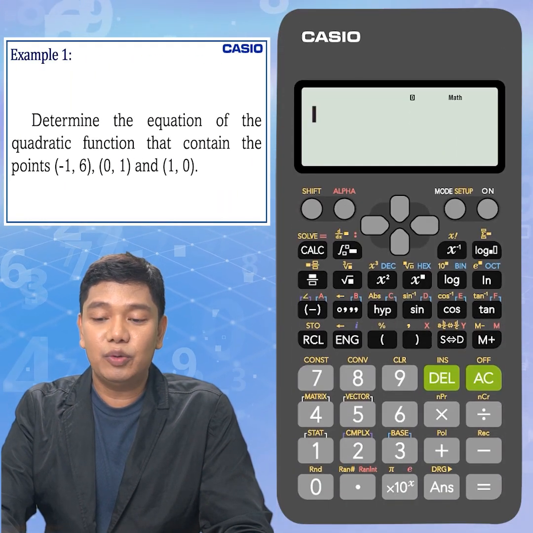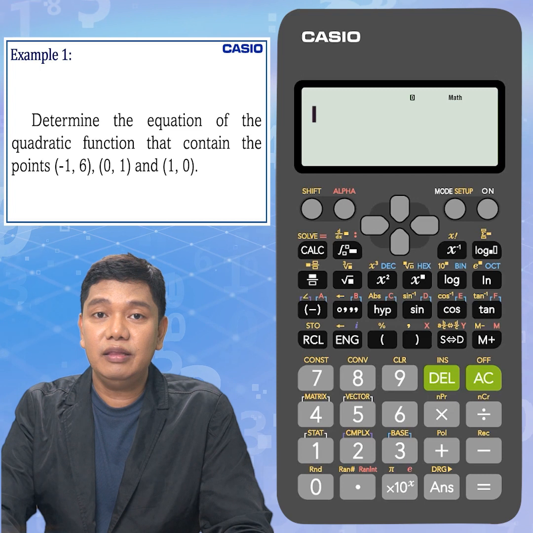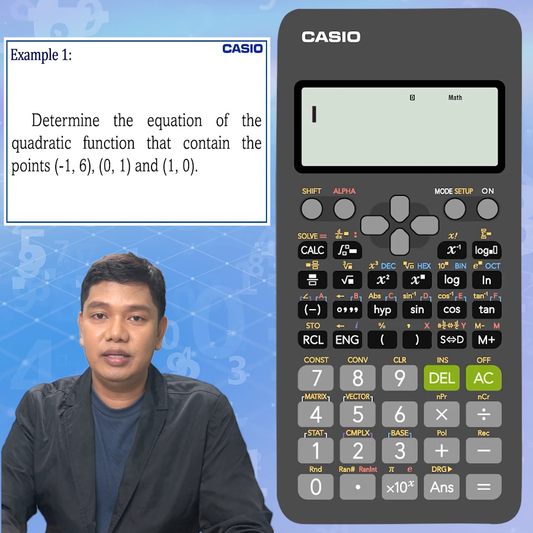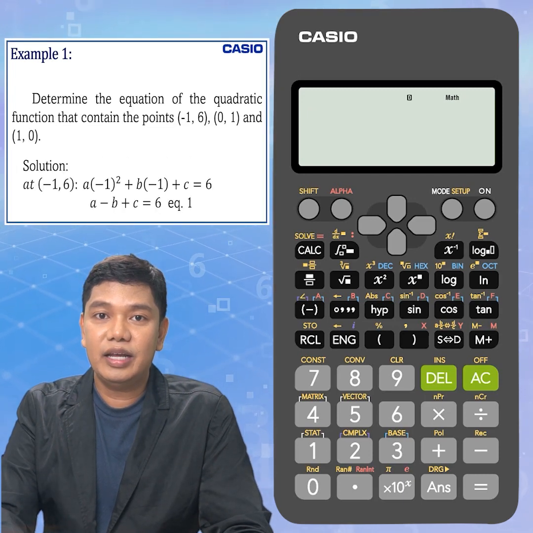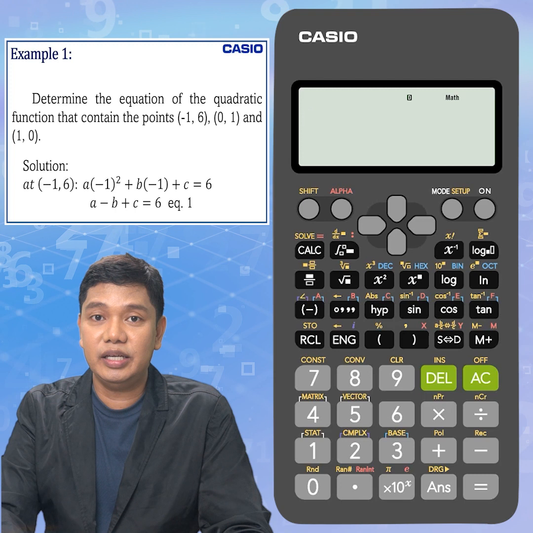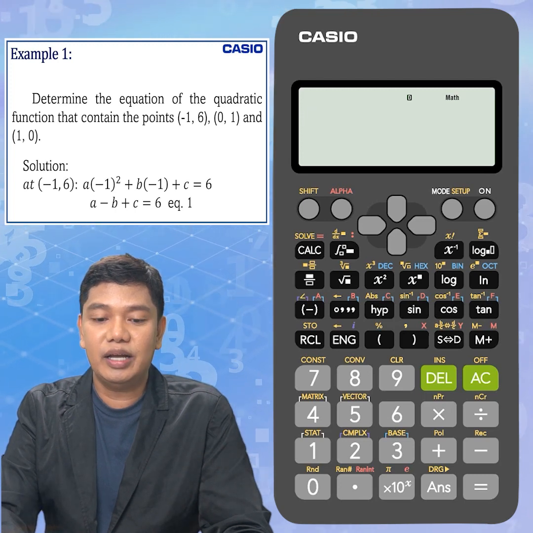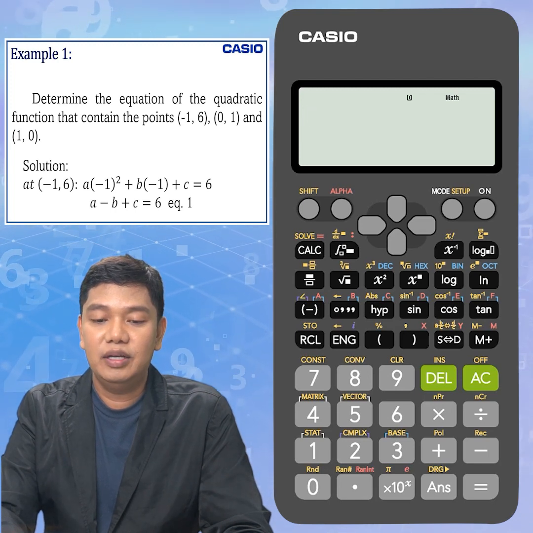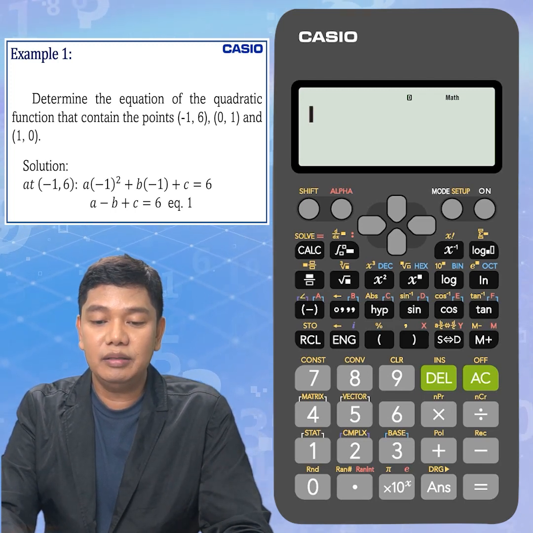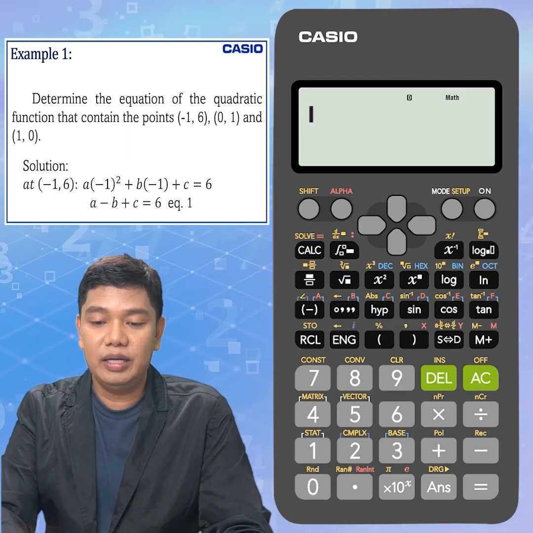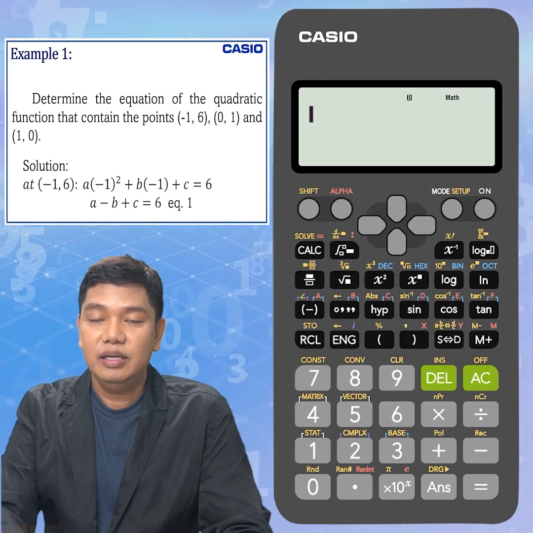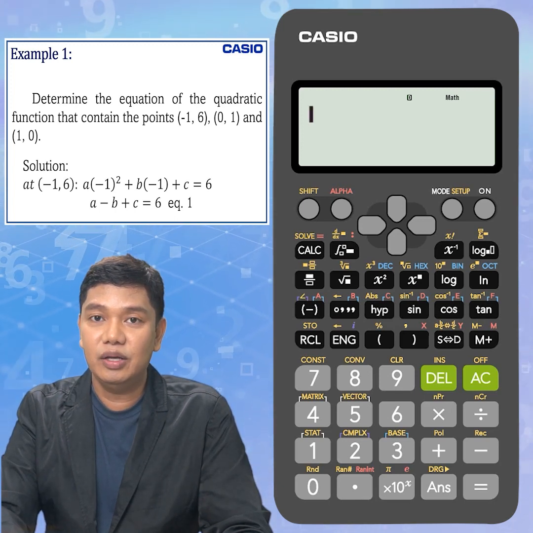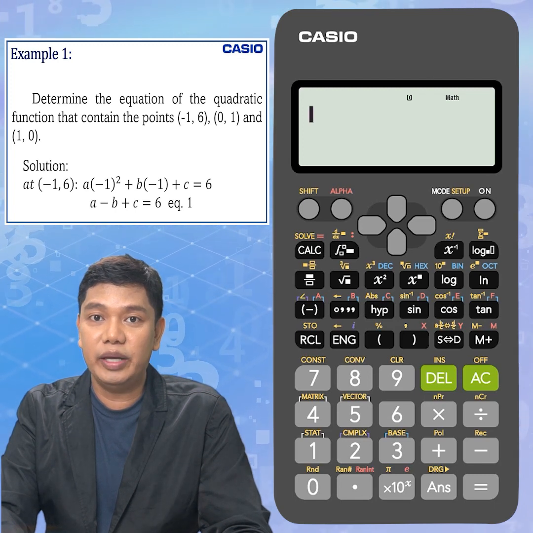To illustrate, let us have our first example. Determine the equation of the quadratic function that contains the points (-1, 6), (0, 1), and (1, 0). To solve, let us first use the point (-1, 6). Substituting x equals -1 and y equals 6 to the given equation, we have a times the square of -1 plus b times -1 plus c equals 6, giving us the linear equation a minus b plus c equals 6, which will serve as our first equation.